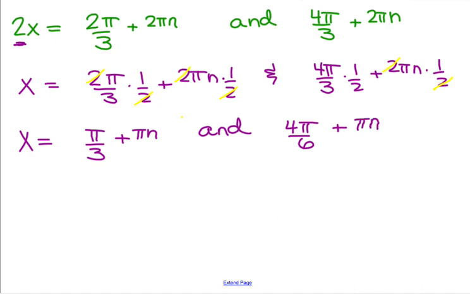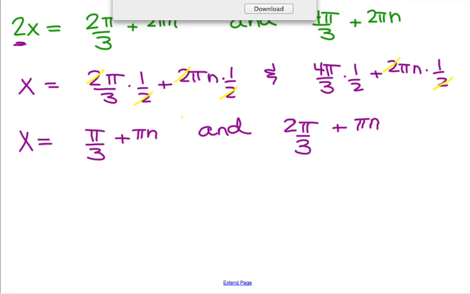Now, can we reduce that 4 pi over 6? Yes, we can reduce this by 2. So now this divides by 2 and divides by 2. So we get 2 pi over 3. So those would be our solutions for this problem, pi over 3 plus pi n and 2 pi over 3 plus pi n for infinitely many solutions.